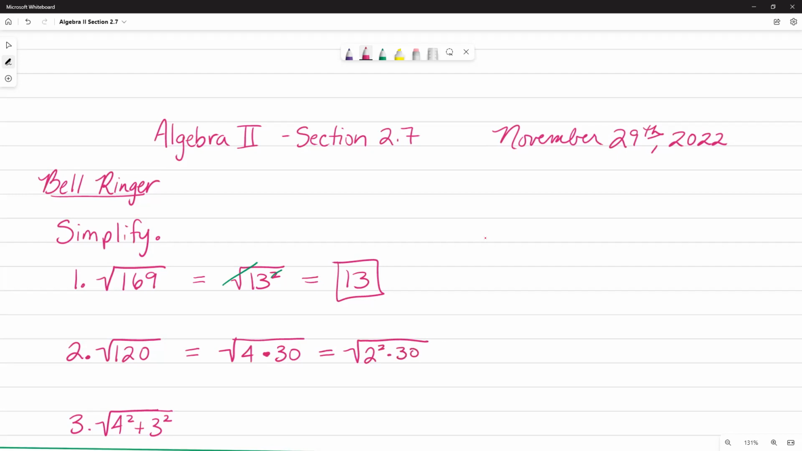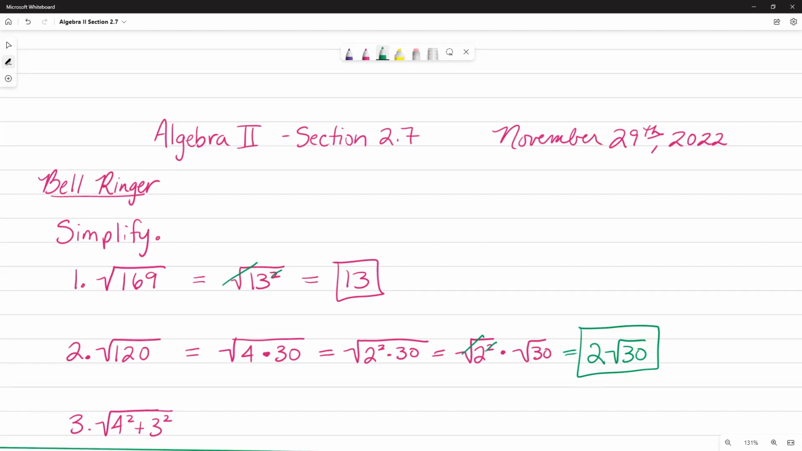And so the square root, y'all just write this down. Even if you don't understand, just write it down so you have it as an example. It should help you later. So this is the square root of 2 squared times the square root of 30. And the square root cancels out the square on the 2. So that becomes a whole 2, square root 30. And that is the simplified expression of the square root of 120.